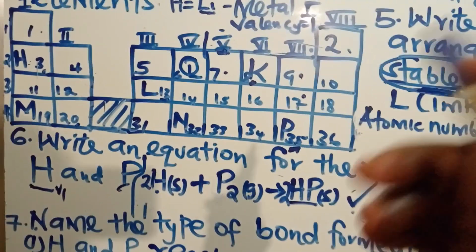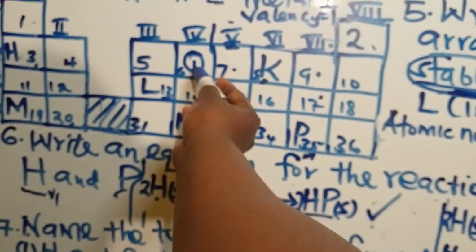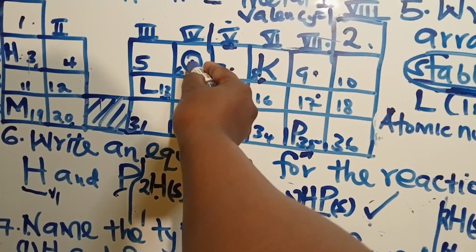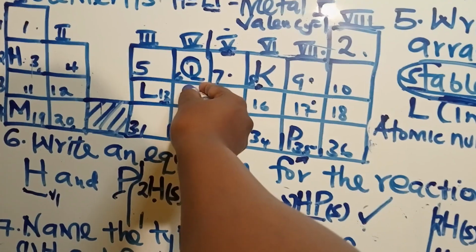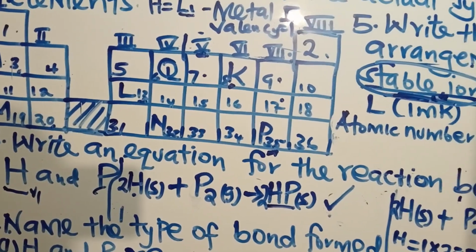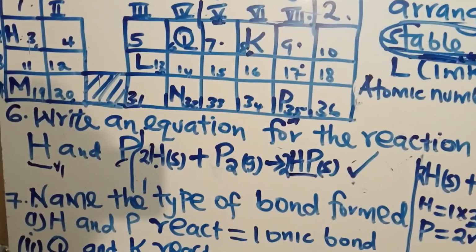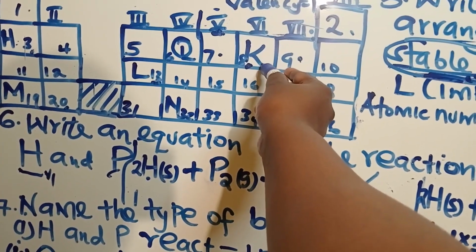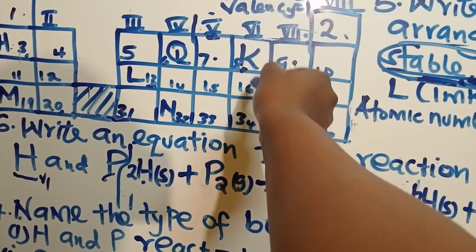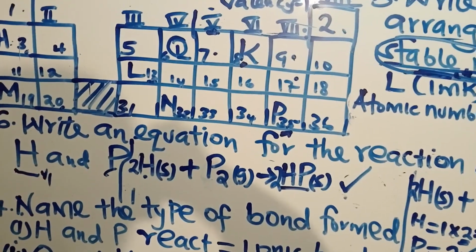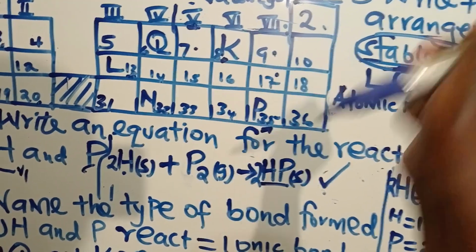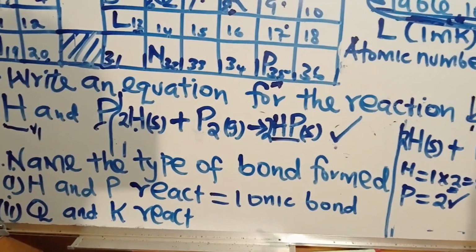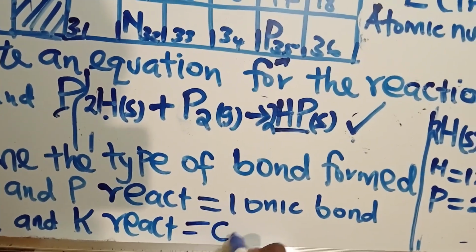For Q and K, Q is in group 4. This is carbon. As a real element, Q is standing in for carbon because it is atomic number 6. Carbon, we said last time, is a metalloid. So whenever it will be combining with K which is here, which is oxygen, K which is in group 6, because it is oxygen. Oxygen in group 6 is a nonmetal. Carbon is a metalloid. Whenever these two will be combining, the kind of bond that will be formed is a covalent bond.